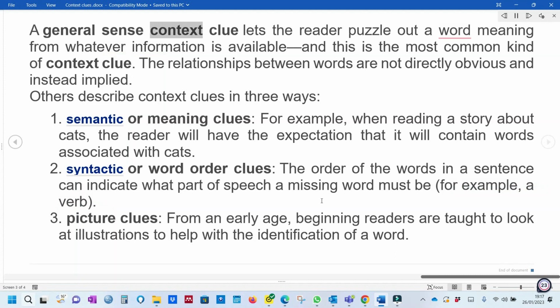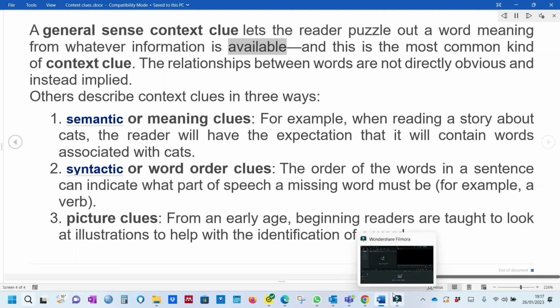A general sense context clue lets the reader puzzle out a word meaning from whatever information is available, and this is the most common kind of context clue. The relationships between words are not directly obvious and instead implied.